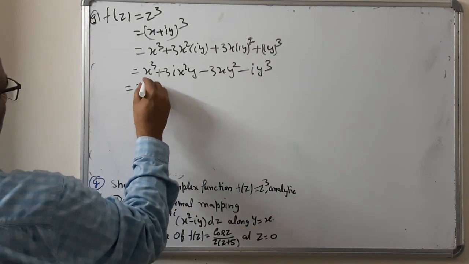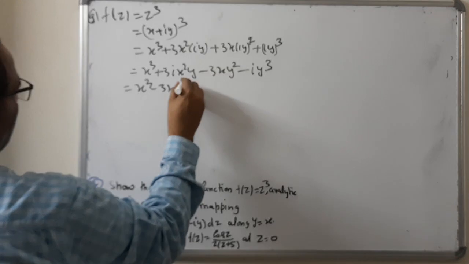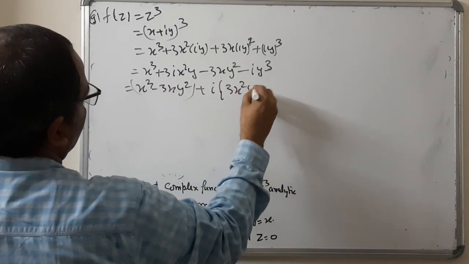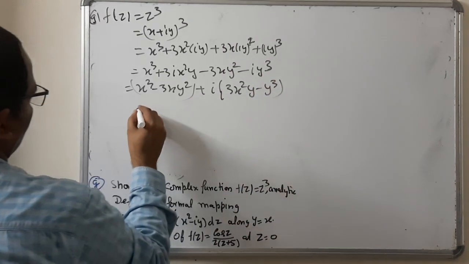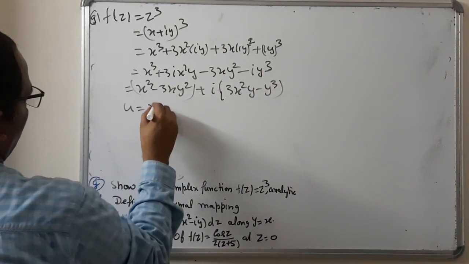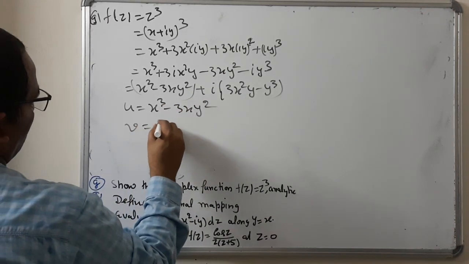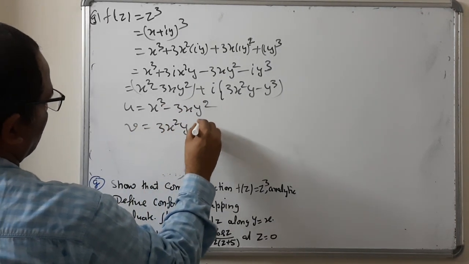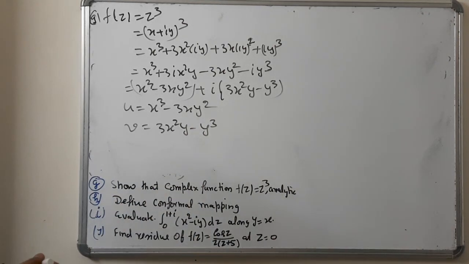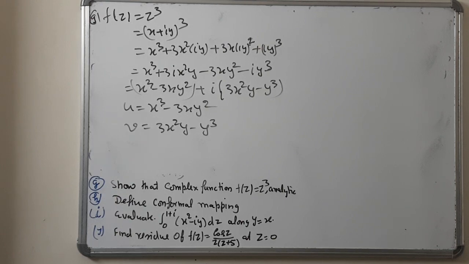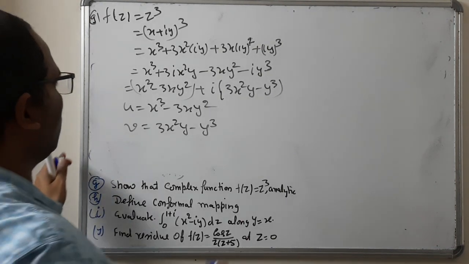The real part is equal to x cube minus 3xy square and the imaginary part is 3x square y minus y cube. So this is u equal to x cube minus 3xy square and v equal to 3x square y minus y cube. To prove a given function is an analytic function, first you should prove the CR equation.